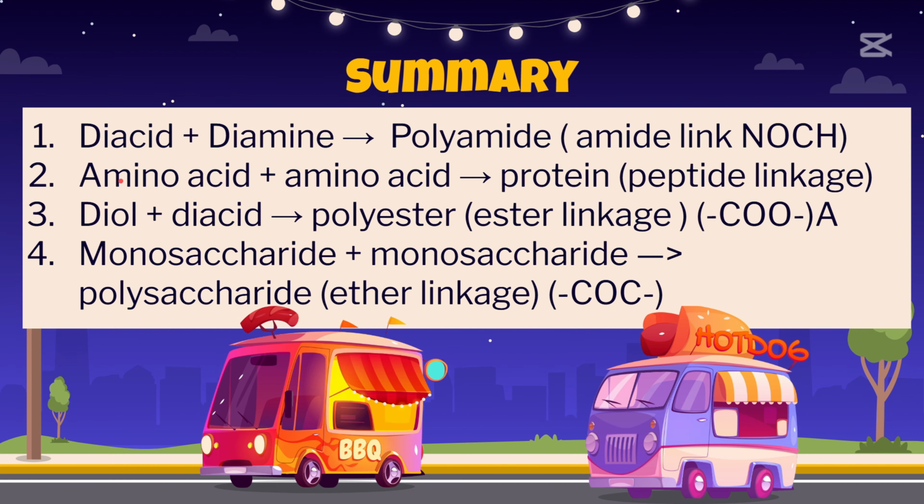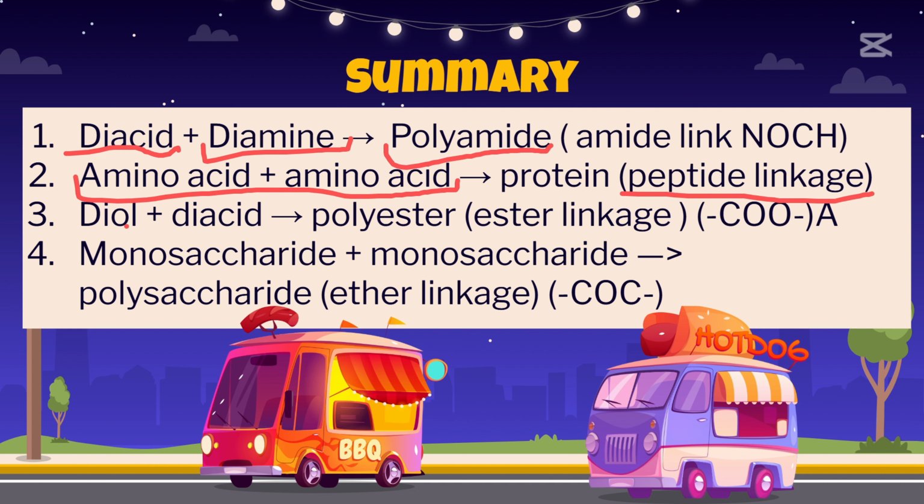Now that's a quick summary. When we have diacid plus diamine, this is a dicarboxylic acid plus the diamine, we make a polyamide. Right, that's what we make. We make a polyamide, which is joined by an amide linkage. Right, the next one, if we have two amino acids coming together, remember that this is another type of polyamide where we don't have a dicarboxylic acid or a diamine. So when we have two amino acids coming together, we create a protein which is linked by a peptide linkage or an amide linkage. Same thing.